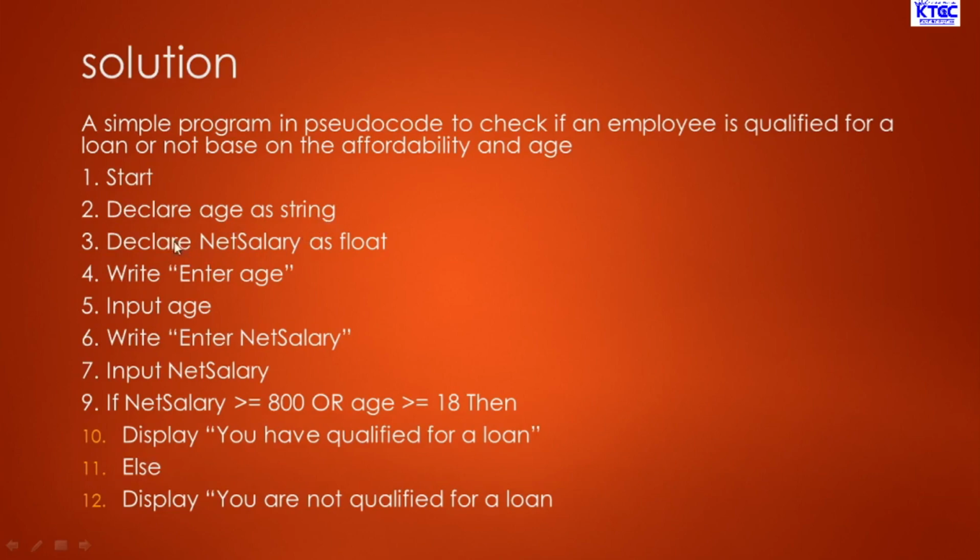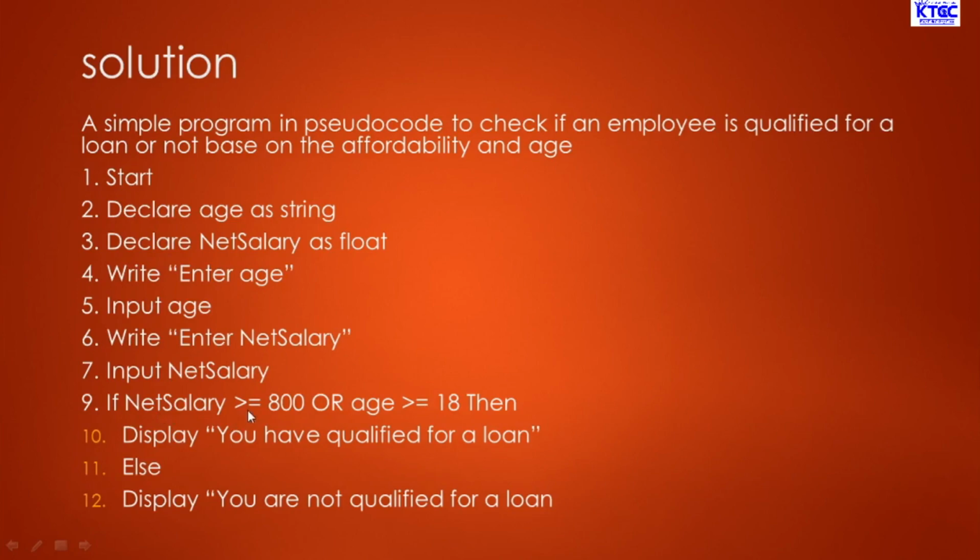Now, we are declaring age as an integer. Then declare net salary as float. So we're going to use the net salary and the age to make a decision. After that we prompt the user, enter age, then the user inputs the age, then we input the age. Then we prompt the user, enter net salary, then the user enters their net salary, and then we input the net salary. Now we want to make a decision.